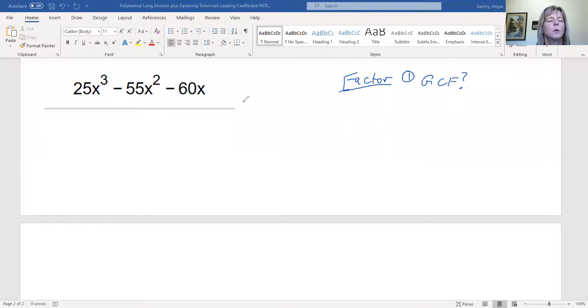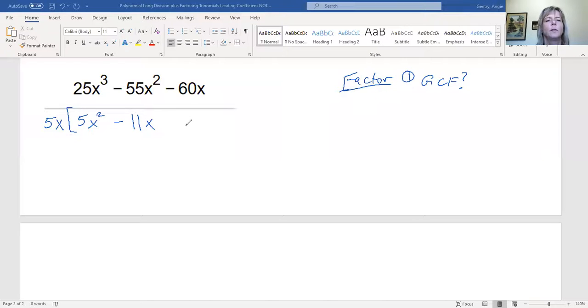Is there one? So you're going to take this and pull the greatest common factor before you do anything else. And they all have a 5. And they all have an x. So then you say, okay, let's pull that, and then we're going to continue factoring the remaining trinomial. So 5x times what is 25x cubed? 5x squared. 5x times what is negative 55x squared? Negative 11x.